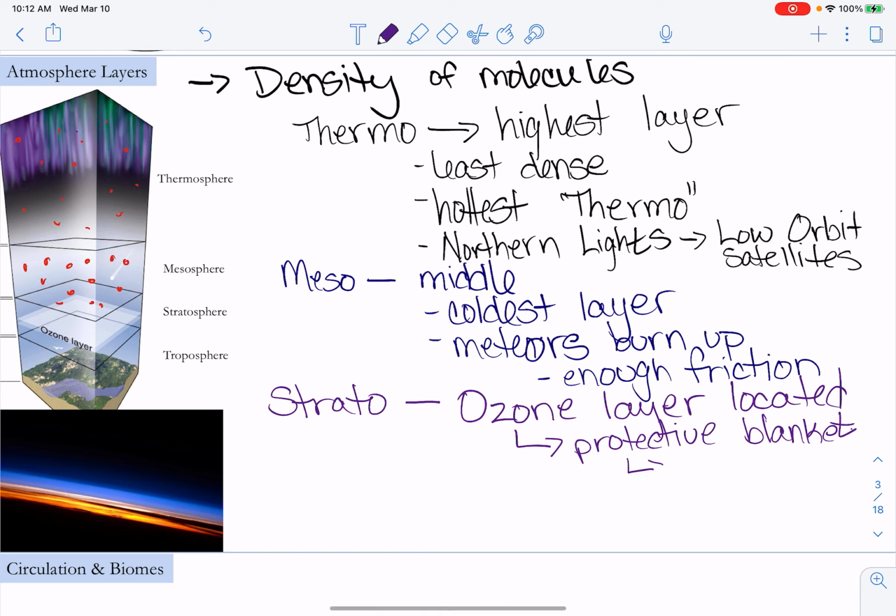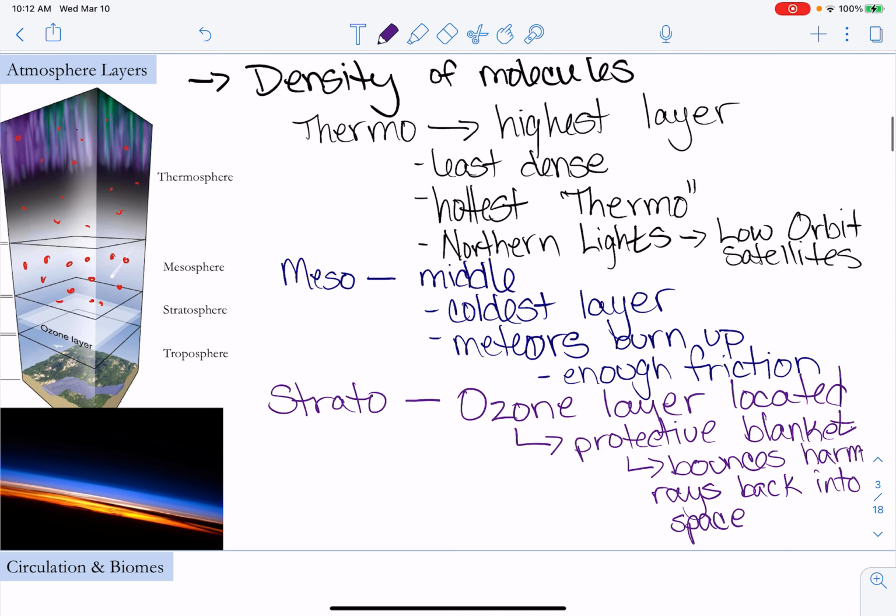What this means is it bounces harmful rays back into space. So then we don't have to worry about those harmful rays coming down and hitting us down at the surface level. The big thing that the stratosphere is really known for is the ozone layer.